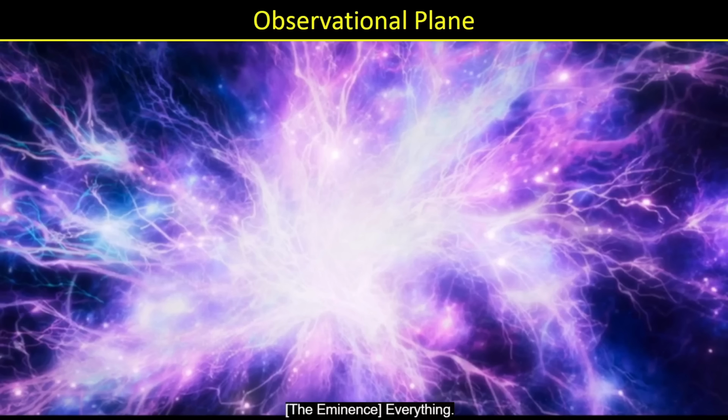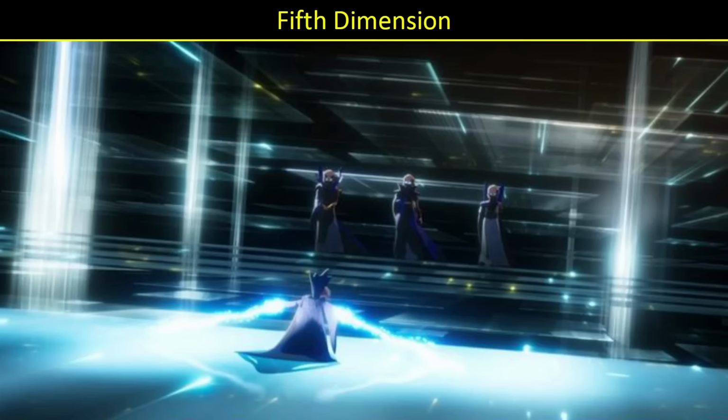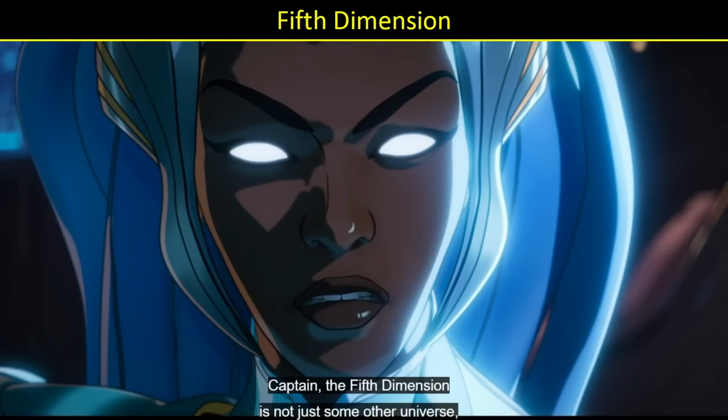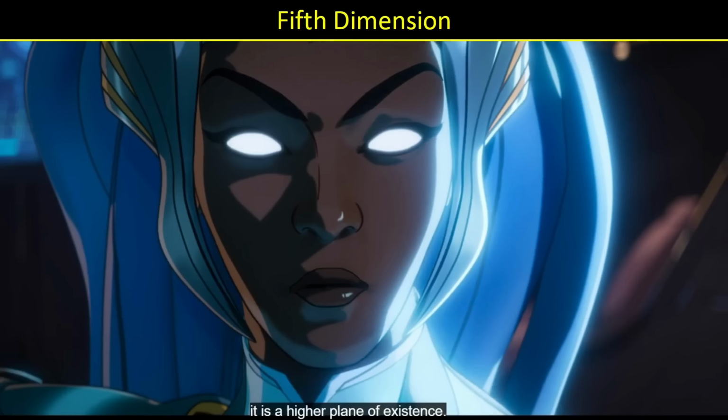Watcher hangs out. All right, so where is it located? Well, the observational plane is in the fifth dimension, because obviously the Watcher himself is a fifth dimensional being. And in fact, they refer to that in What If Season 3 when they say we're looking at broken pieces of the fifth dimension itself. And then when Captain Carter wants to go there, Storm warns the fifth dimension is not just some other universe, it's a higher plane of existence, which is very true. And that's why we know there's only one of them for the entire multiverse.